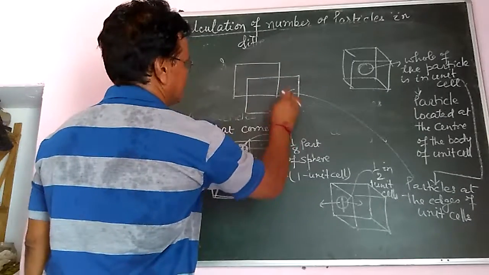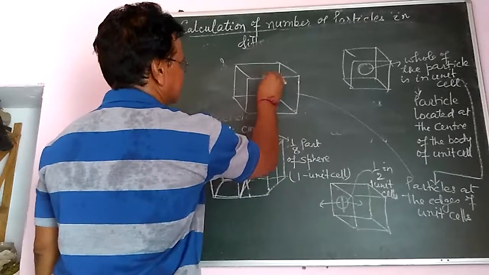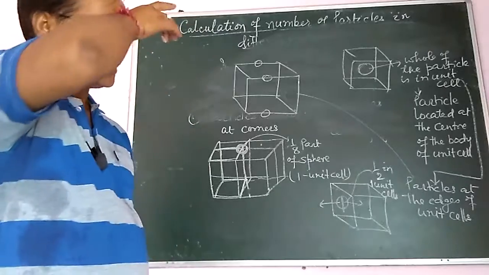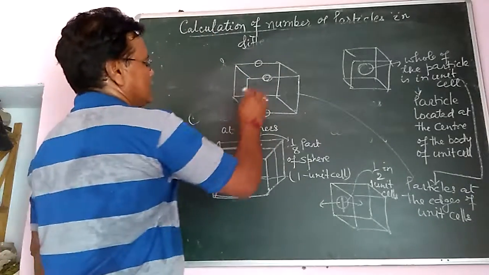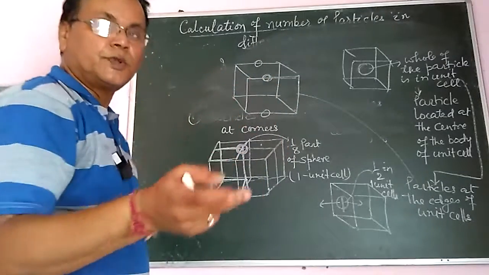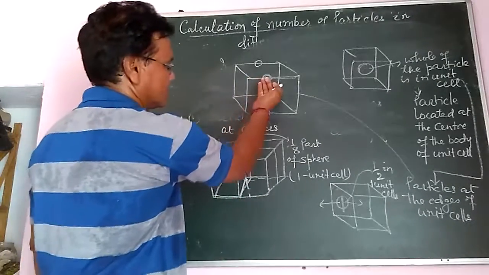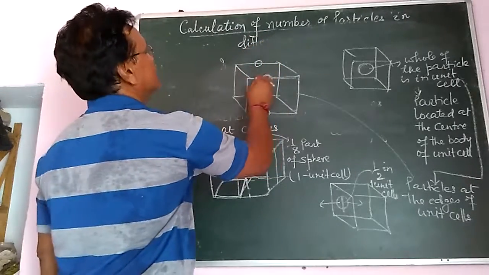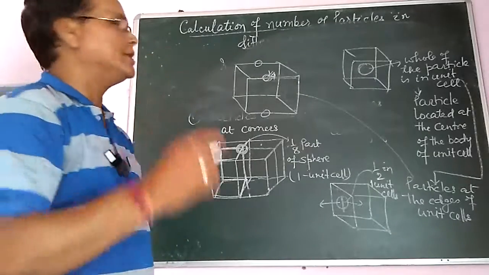Edge of the unit cell. If you see here, this is the edge. There are so many edges, 12 edges. So see here at the edge. This edge is attached with 4 unit cells: just in front of it, just above it, and on the other side. So its 1/4 part lies in one unit cell.